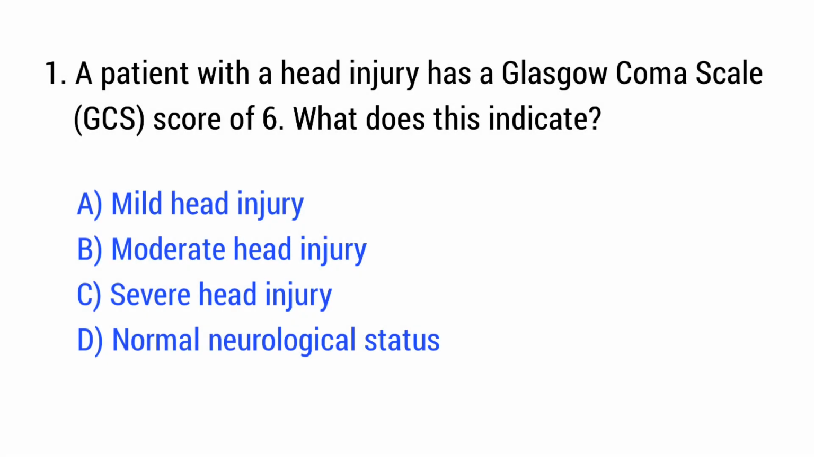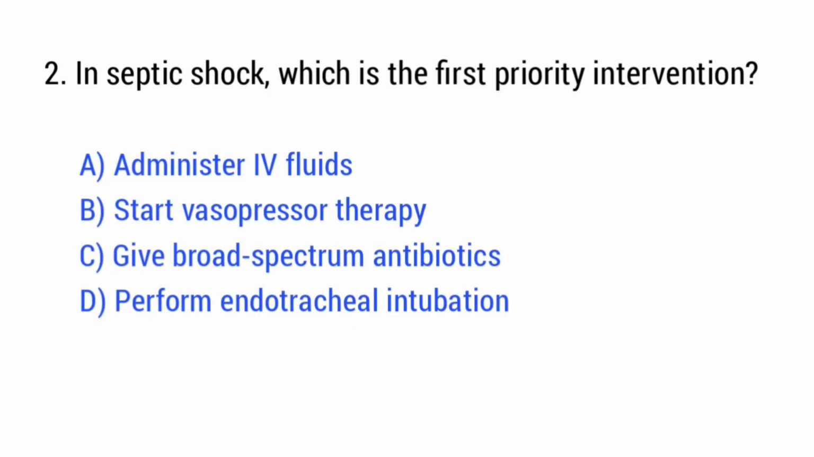Question number 1. A patient with a head injury has a Glasgow Coma Scale score of 6. What does this indicate? The right answer is option C, severe head injury. Question number 2. In septic shock, which is the first priority intervention? The right answer is option A, administer IV fluids.